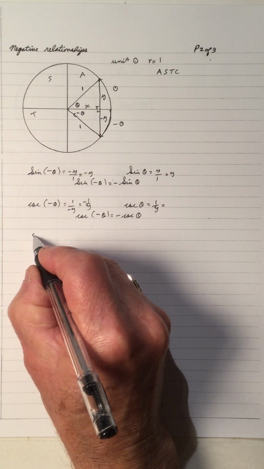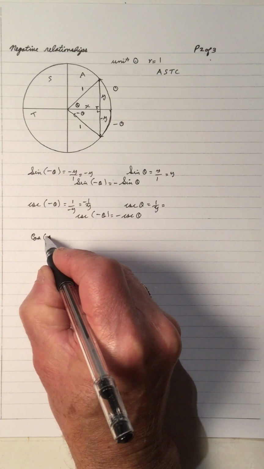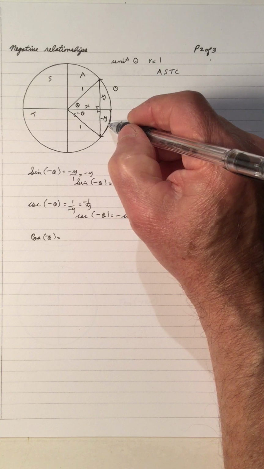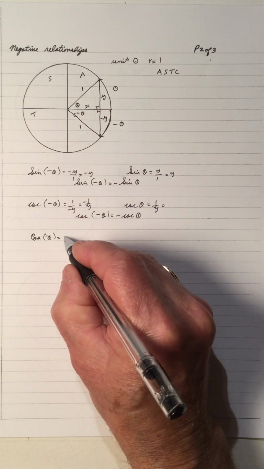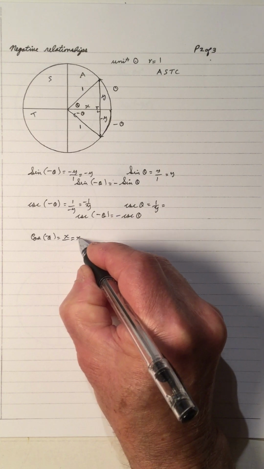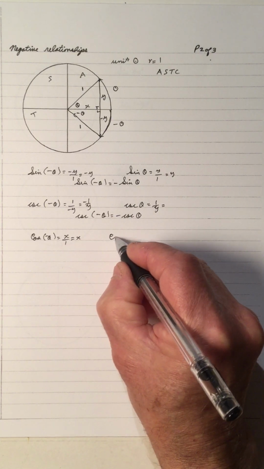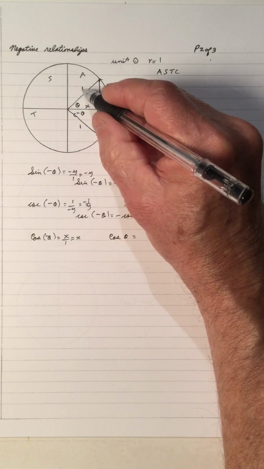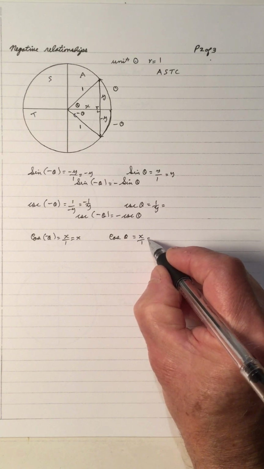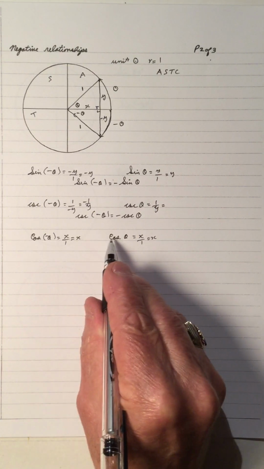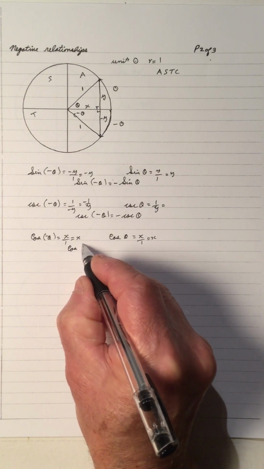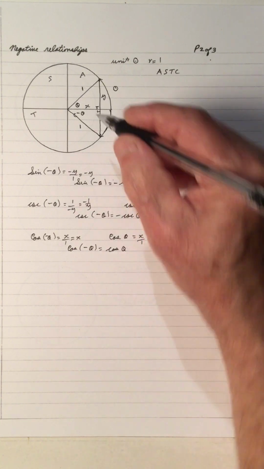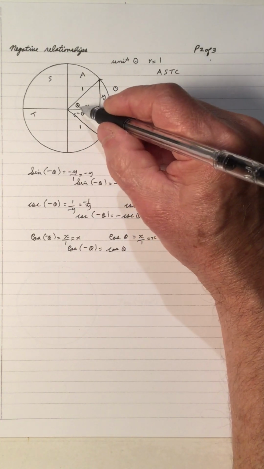And let's have a look at cos of negative theta. The cos of negative theta is here. Cos is the adjacent over the hypotenuse, so it's x over 1, which is x. And the cos of theta is here. Cos is the adjacent over hypotenuse, which is x over 1, which is x. And notice that the cos of negative theta is equal to the cos of theta. Again, the reference angle is the same in each of these triangles.